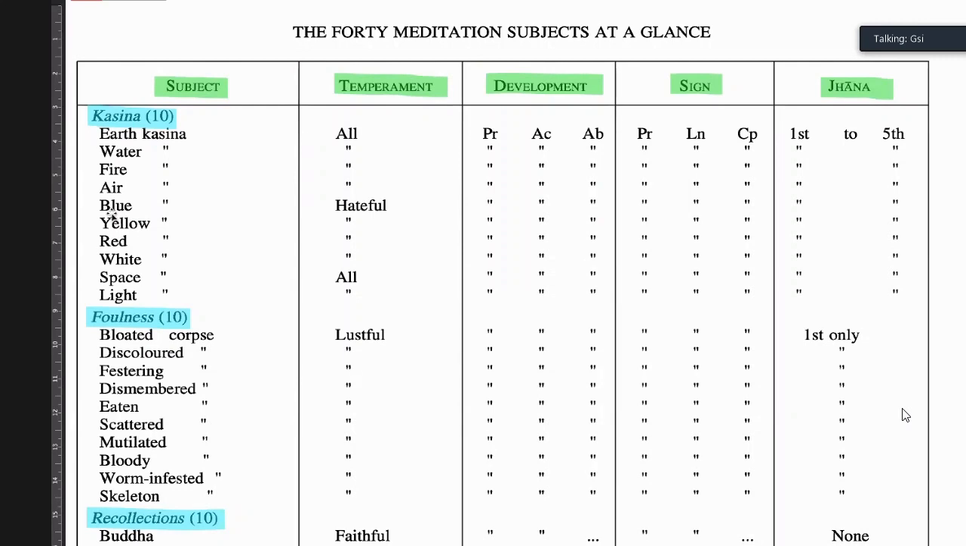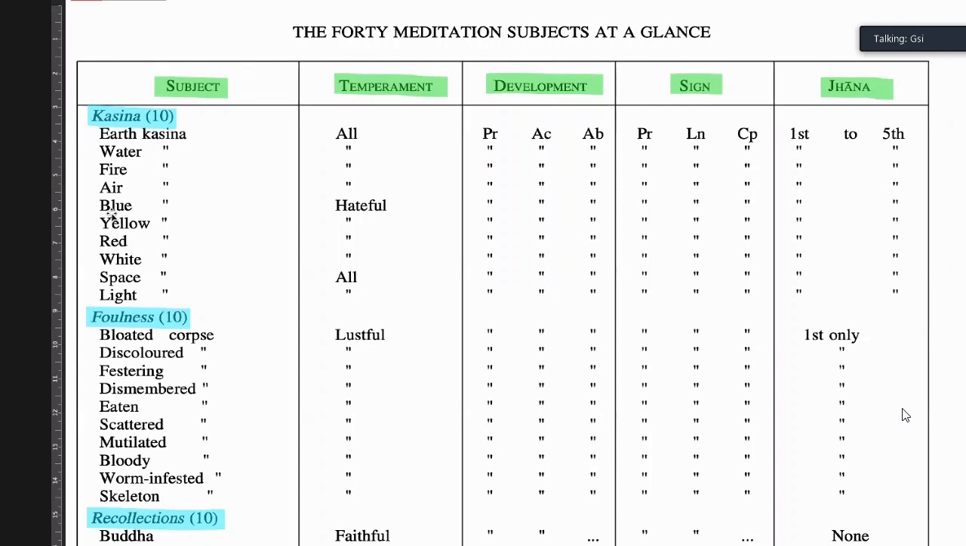Space kasina, here you must be able to see a space, like a hole, a clear hole that is surrounded by materiality. Then there's a hole there, a clear hole. Then you use it as a space kasina.